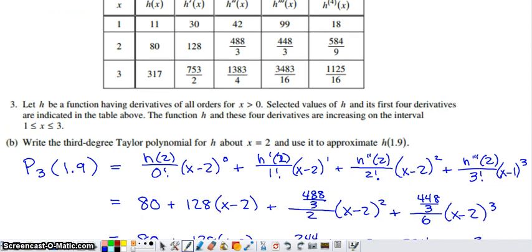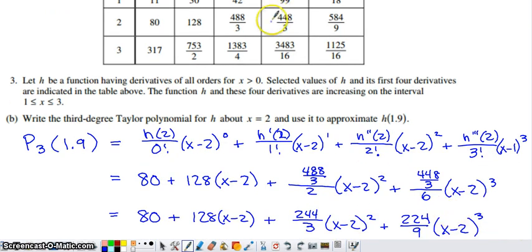You want it to be specific for the function h. Well, you've got the second derivative in this column evaluated at 2, so I put that in place of h prime of 2. You've got the third derivative evaluated at 2 sitting right here, so I put that in place of h triple prime of 2. I simplified this fraction a little bit when I go from this line to this line.